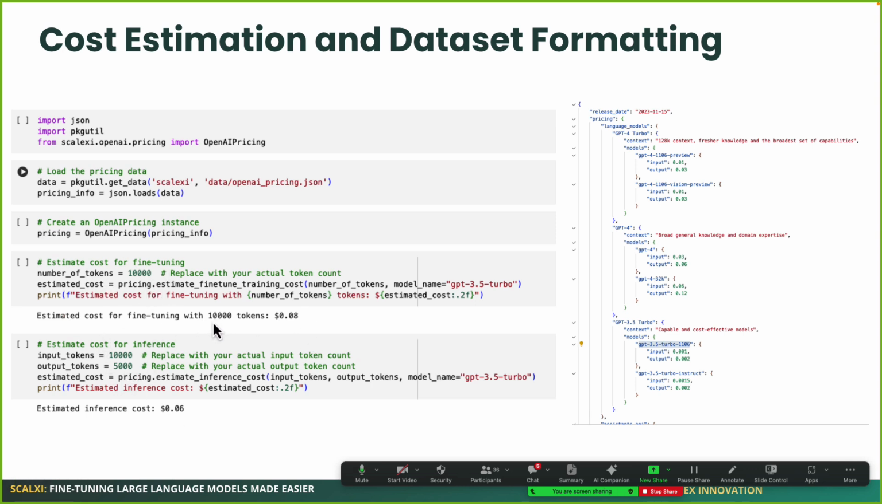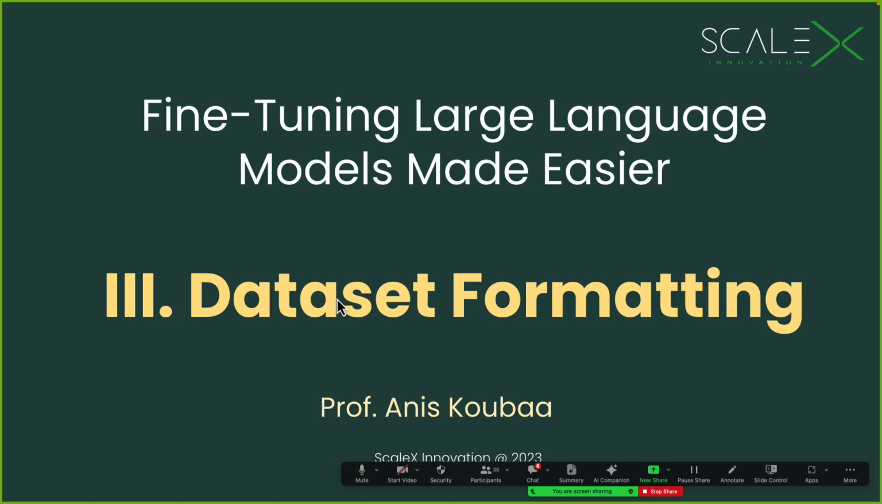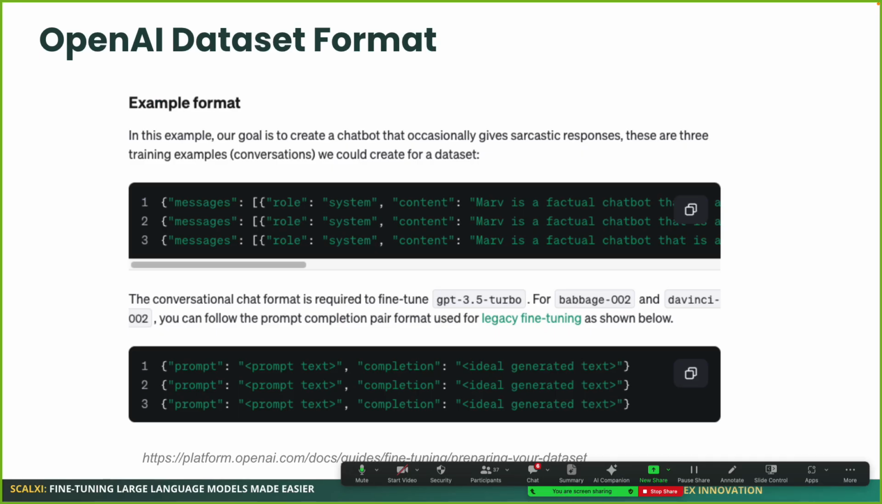So for example here, with 100,000 tokens, the fine-tuning will cost $0.08. And for doing inference, for example, on 10,000 input tokens and 5,000 output tokens, it will cost $0.06. So you can know in advance your estimated cost before going further. Okay, so now we know how to do the cost.